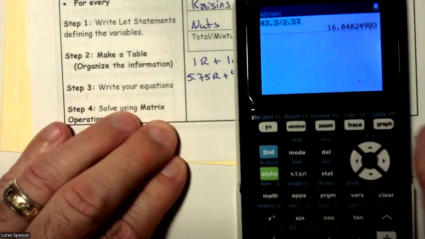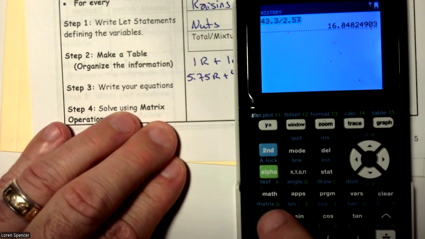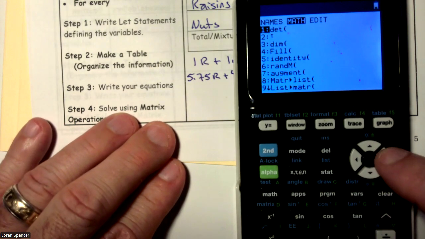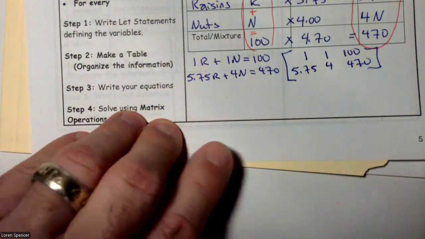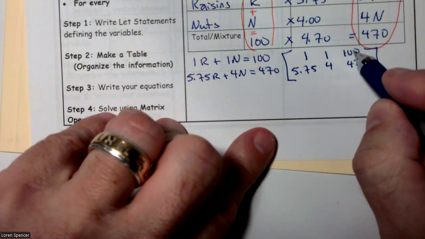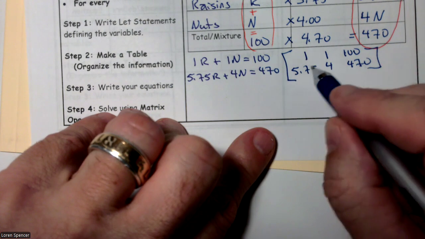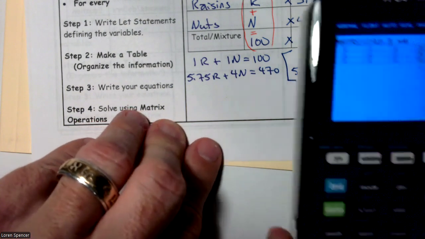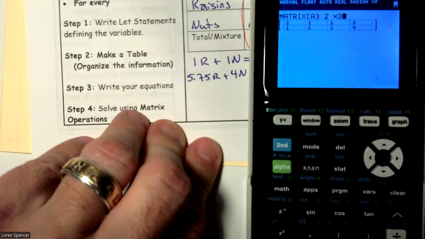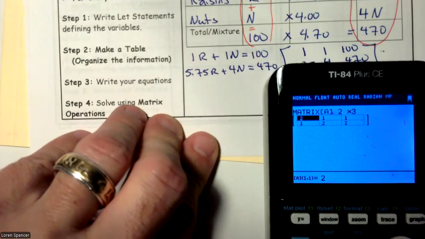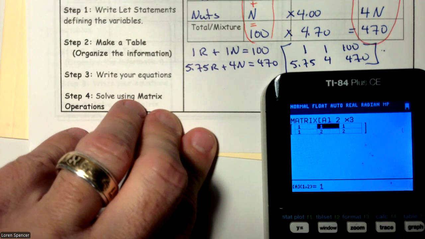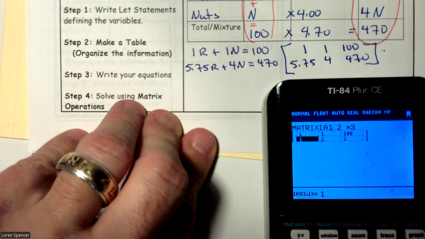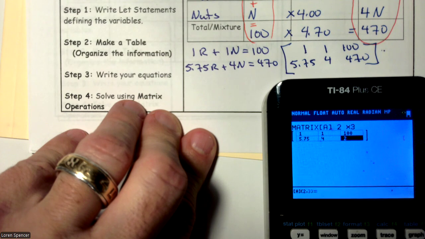So to do that, I'm going to have to go blue, then press the matrix button, arrow over to edit, press enter. Look, I have 1, 2, 3 columns and 2 rows. So this is going to be a 2 by 3 because it's 2 rows and 3 columns. So I'm going to type in 2, enter, 3, enter. And then I'm going to type in the matrix values, 1, enter, 1, enter, and 100, enter. Next, I'll have 5.75, enter, 4, enter, and 470, enter.